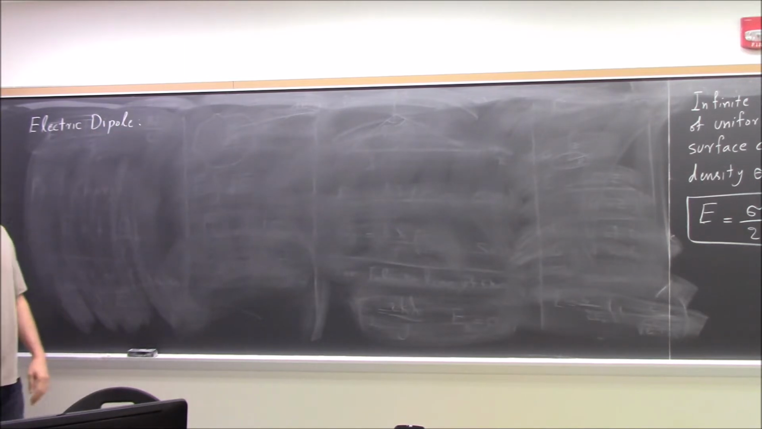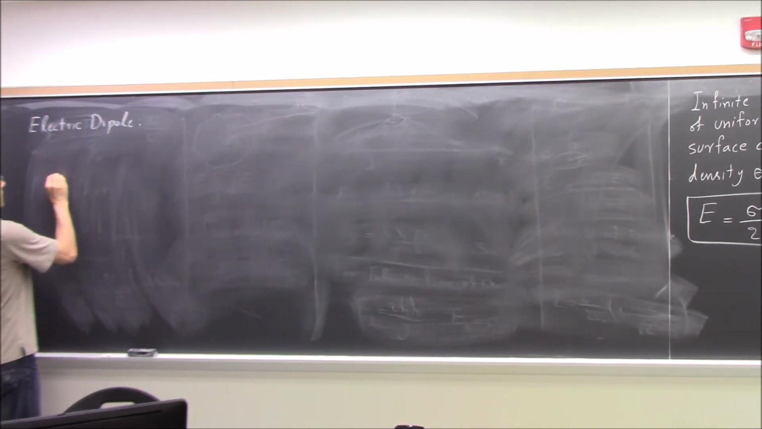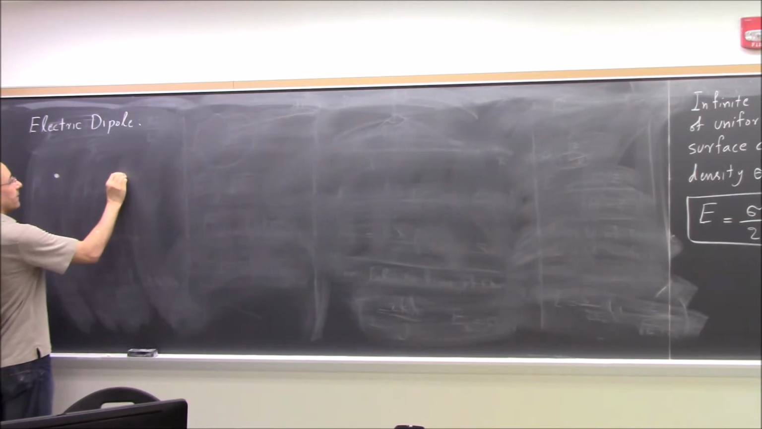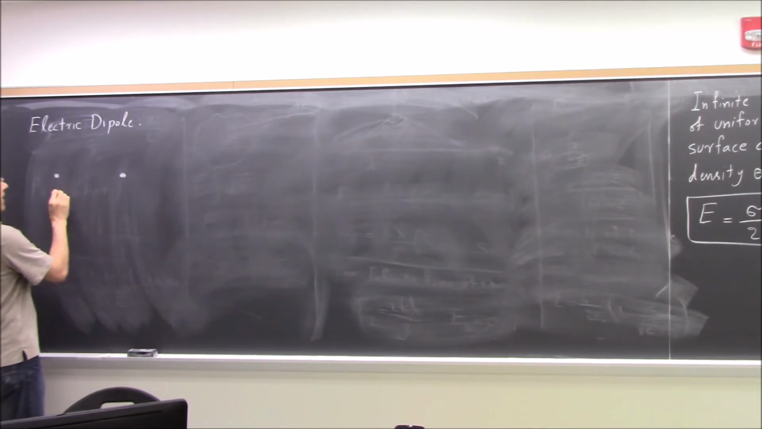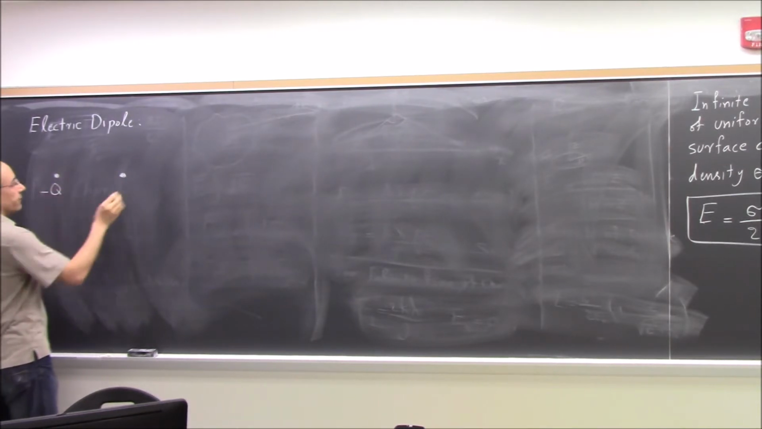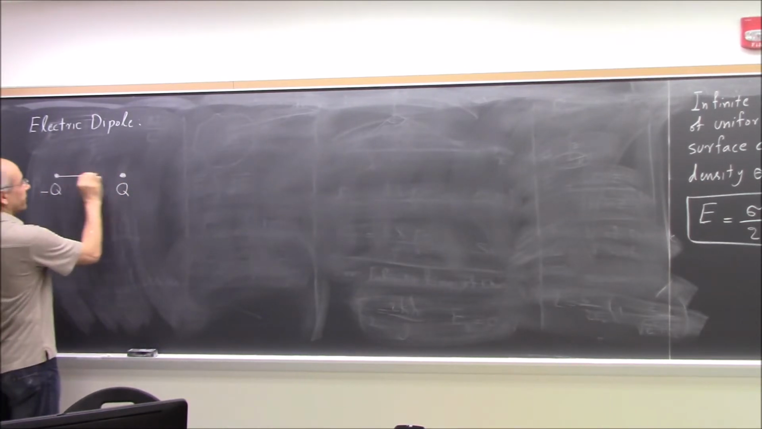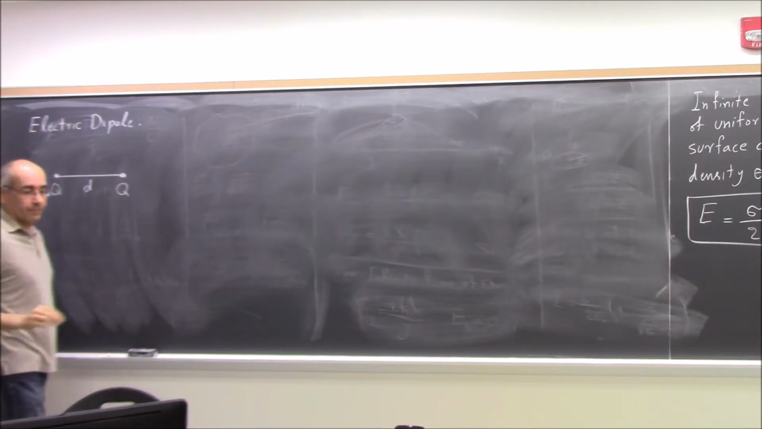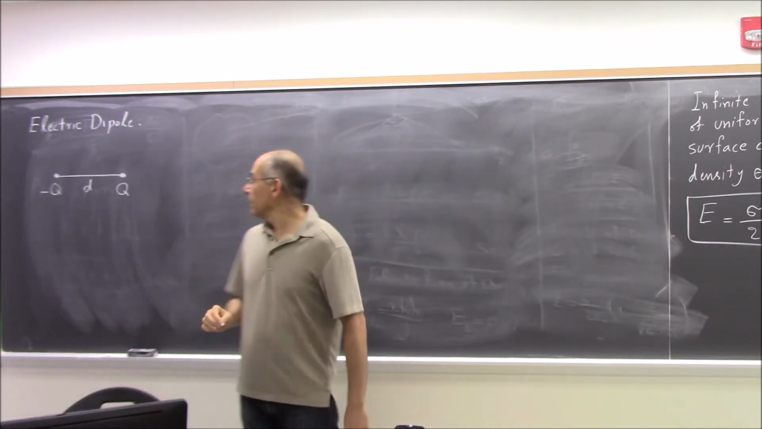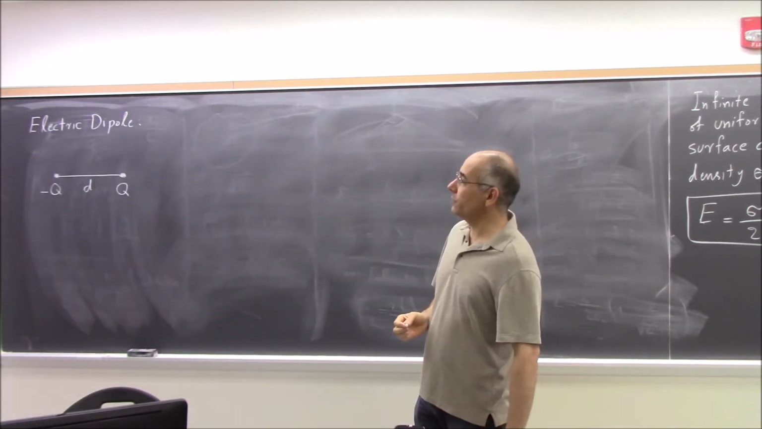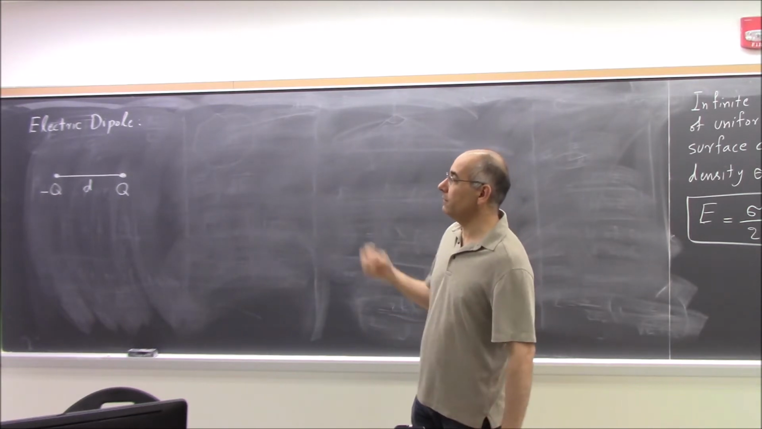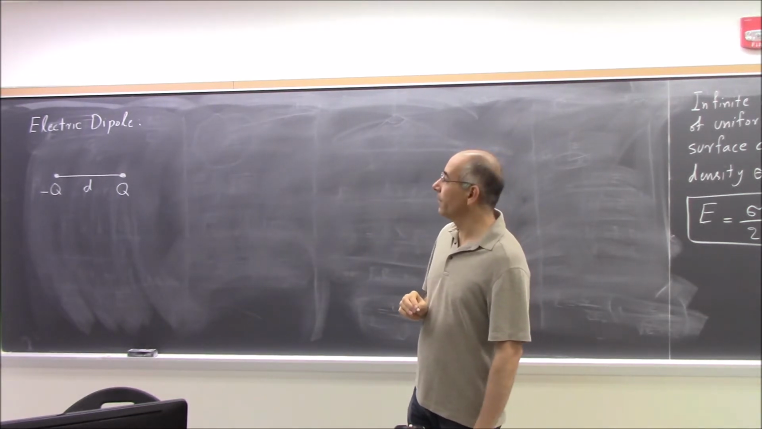The electric dipole is two charges that have the same magnitude but exact opposite values, negative q, for example, and q. And they are at some distance d from each other. When you have two opposite charges at distance d, we call it an electric dipole.